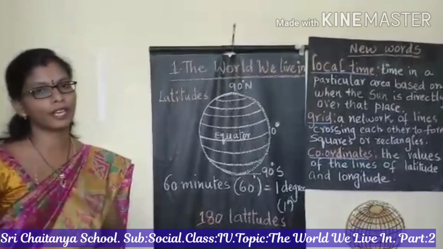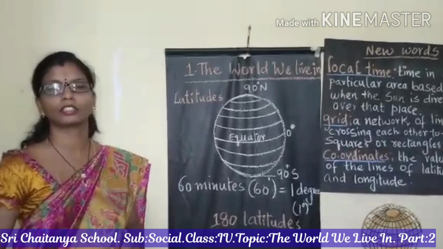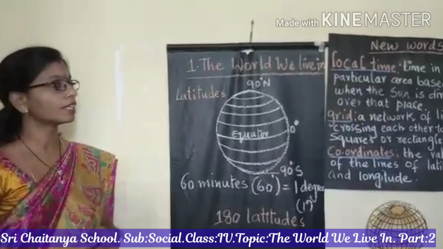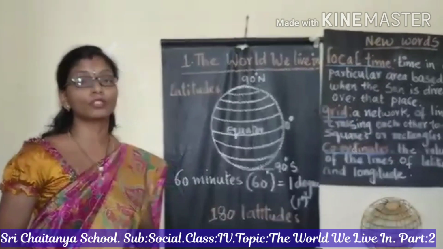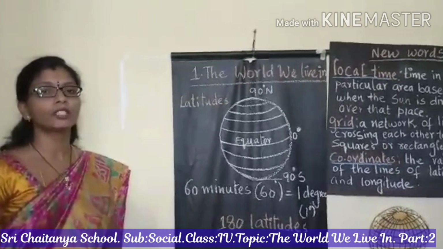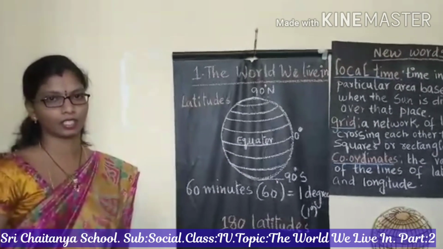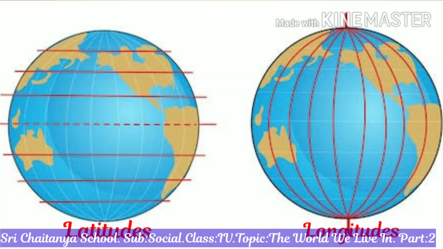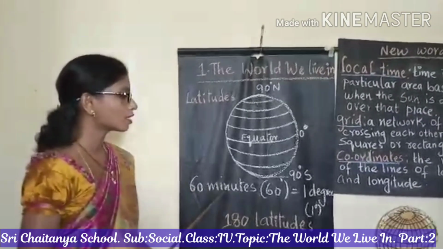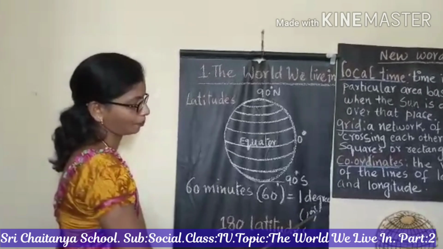In the previous class we have learned about the shape of the earth, the continents, the oceans, the globe, equator and the axis. In today's class we are going to learn how to locate the places on the earth's surface. Usually we use two sets of imaginary lines to locate a place on the earth. Those are the latitudes and the longitudes. These latitudes and the longitudes are represented in degrees and minutes. Here 60 minutes is equal to 1 degree.